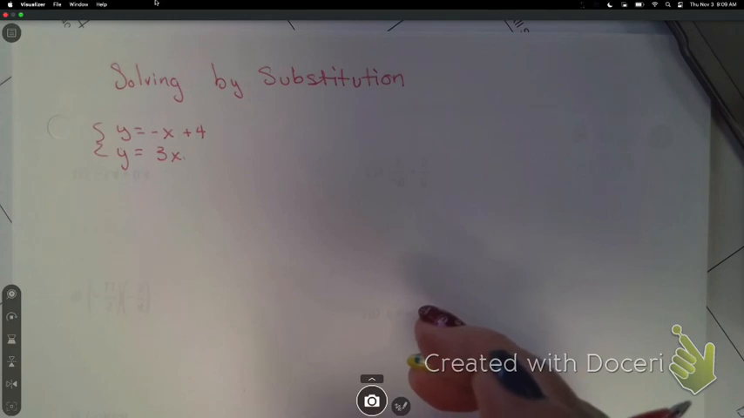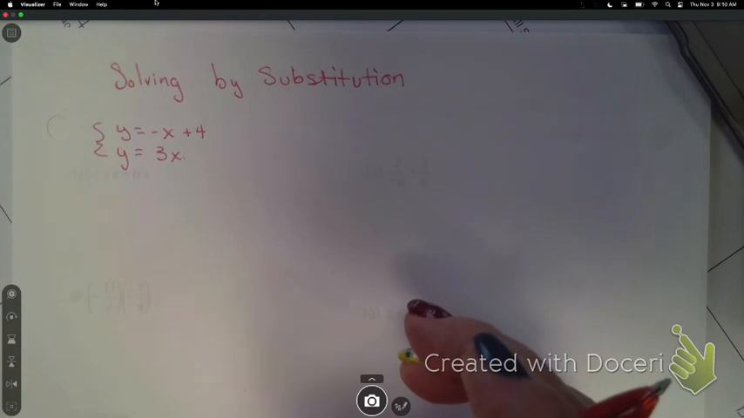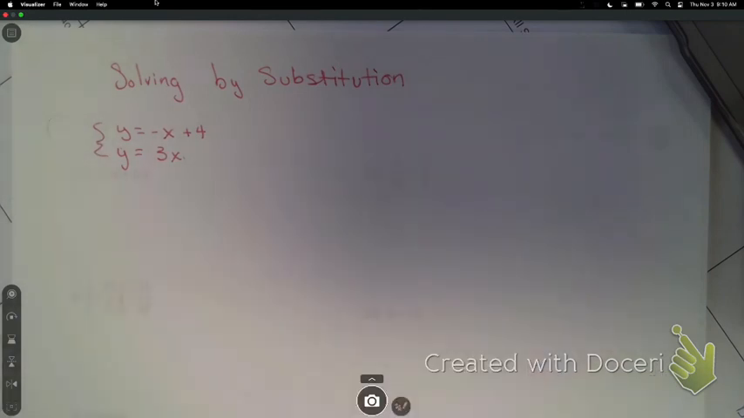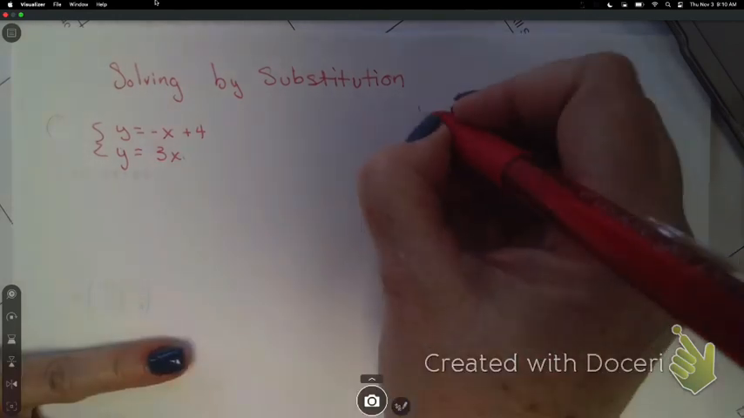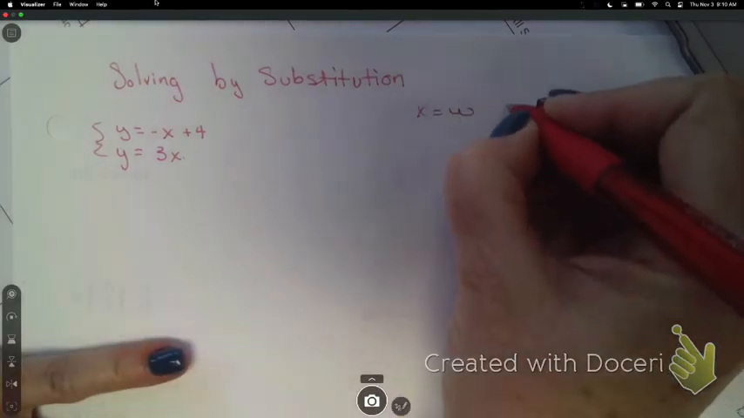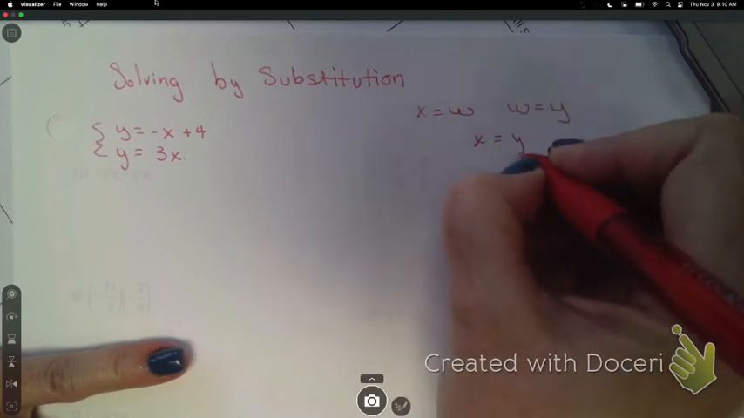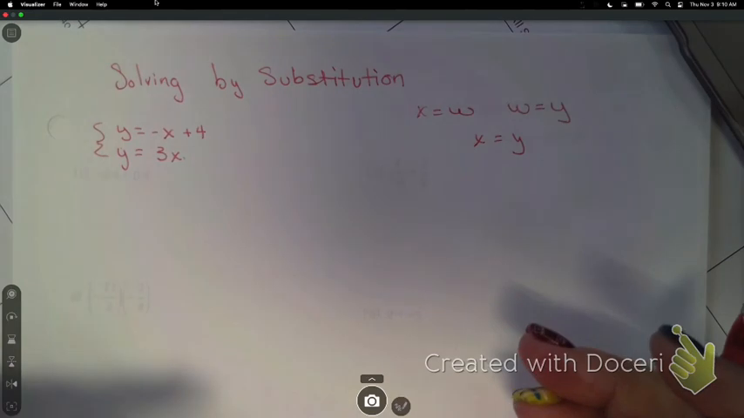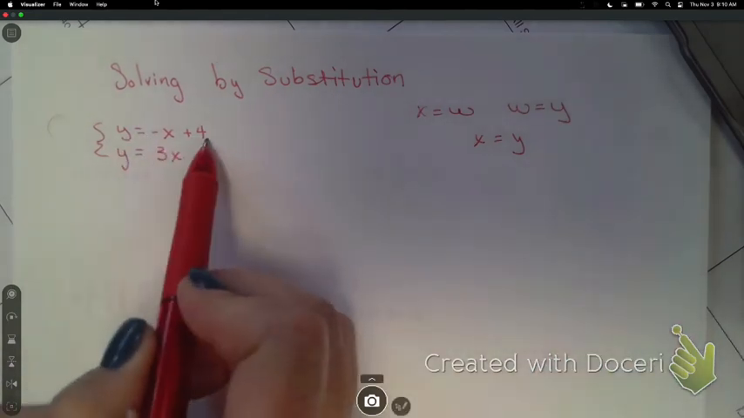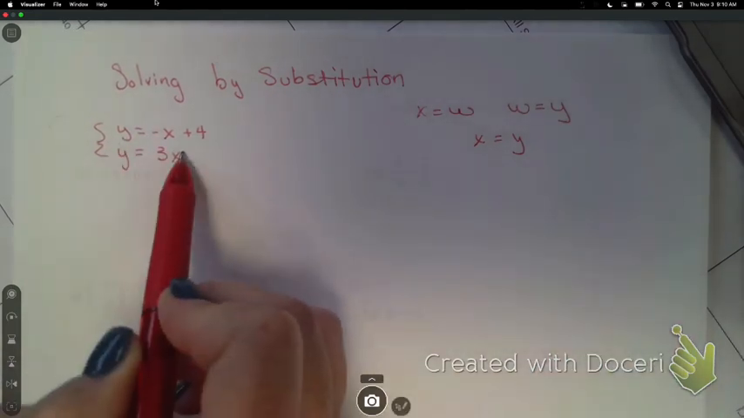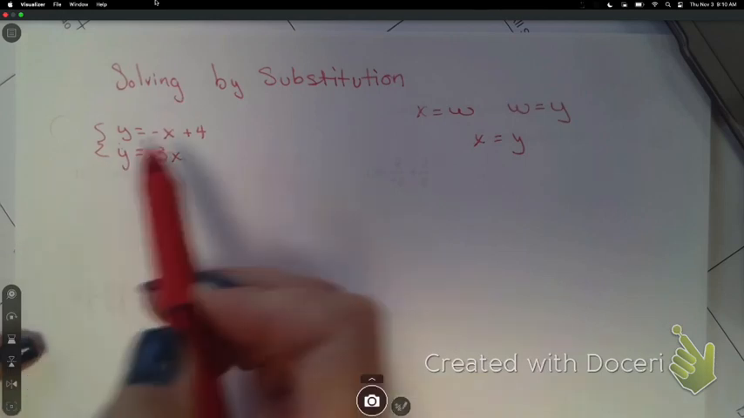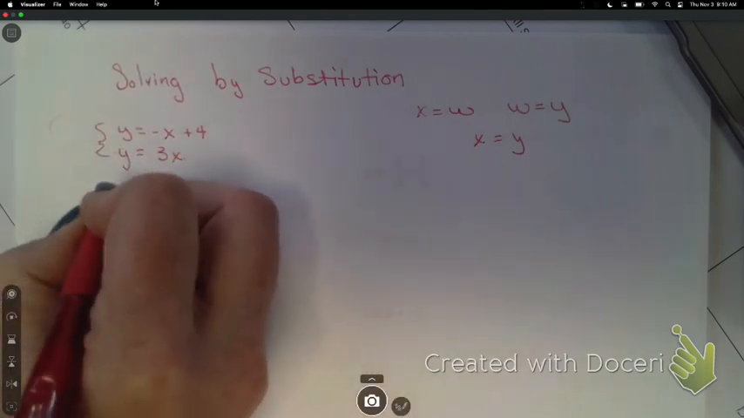So by the transitive property, if x is equal to w and w is equal to y, then x equals y, because they're both equal to w. That is the transitive property. So since the top equation is equal to y and the bottom is equal to y, that means they're both equal to each other.